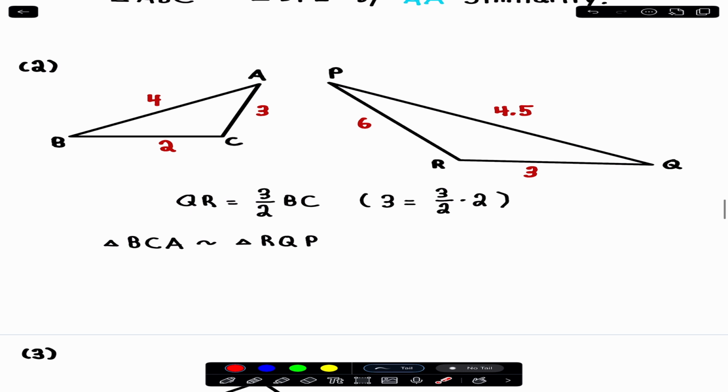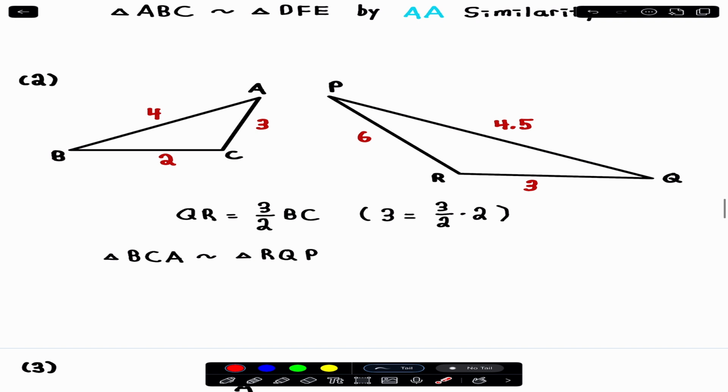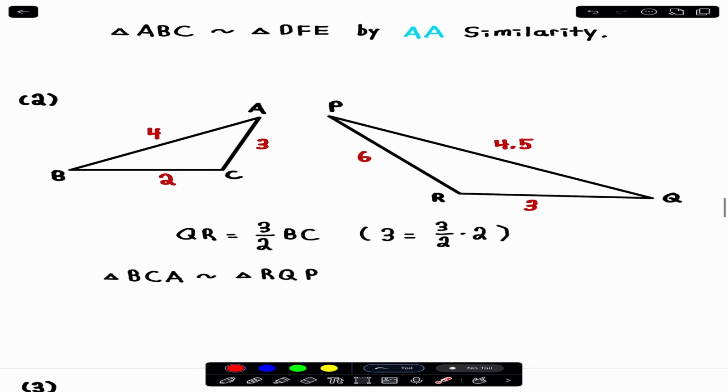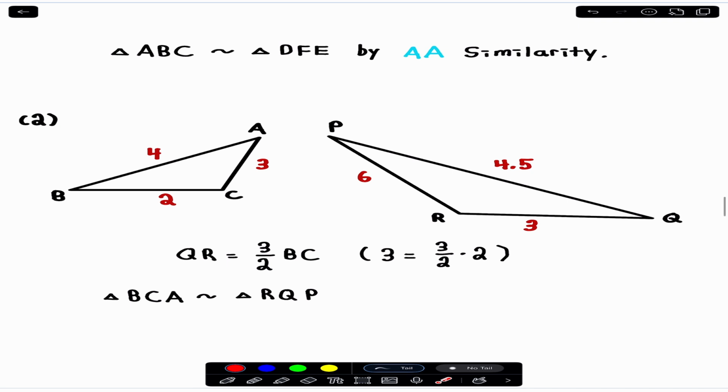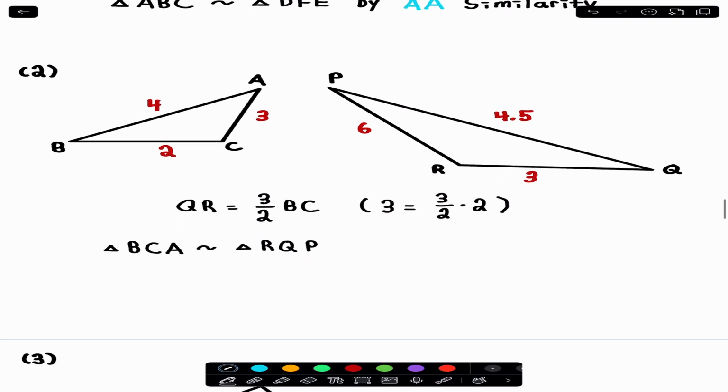I'm sorry, now that I think about it, I'm looking at this, and this side looks like it was supposed to be the 6, just visually. I think this side was meant to be the 6, and this side was meant to be the 4.5. Anyways, I think that is my fault. So I think that's why maybe it looked a little bit weird.